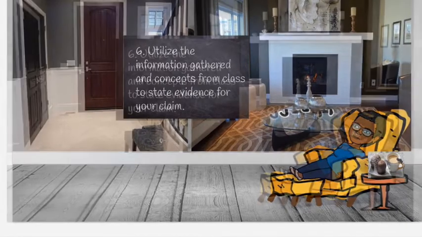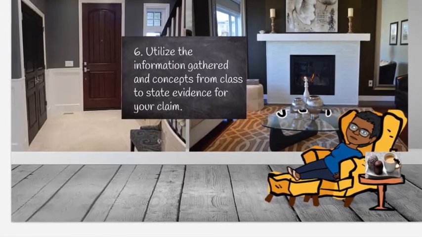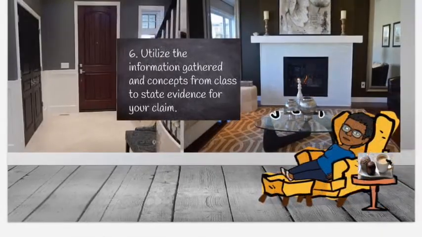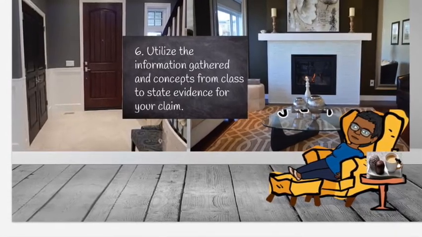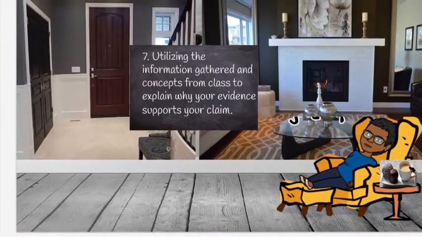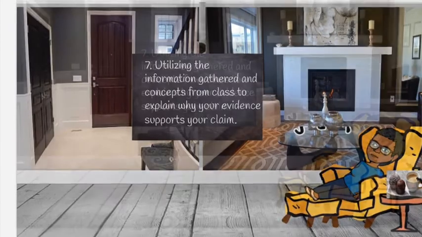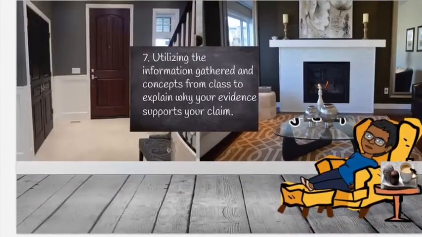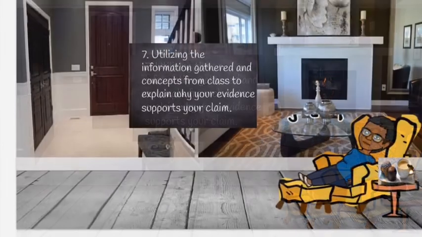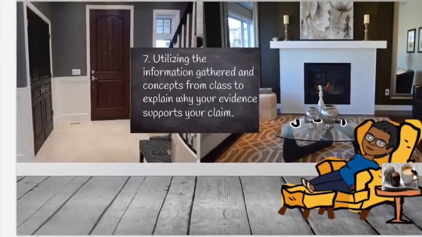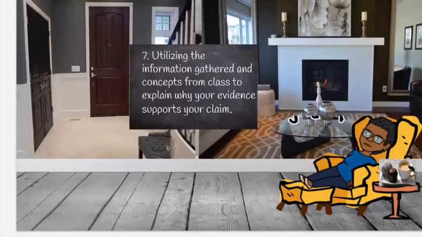So once we have stated our claim and we have given our support for our claim, or cited our evidence, we can now draw a conclusion. We can utilize the information gathered and the concepts from class to explain why our evidence supports our claim. So we can make a connection between the claim and the evidence. We can draw a conclusion, or we can do what we call making an inference.